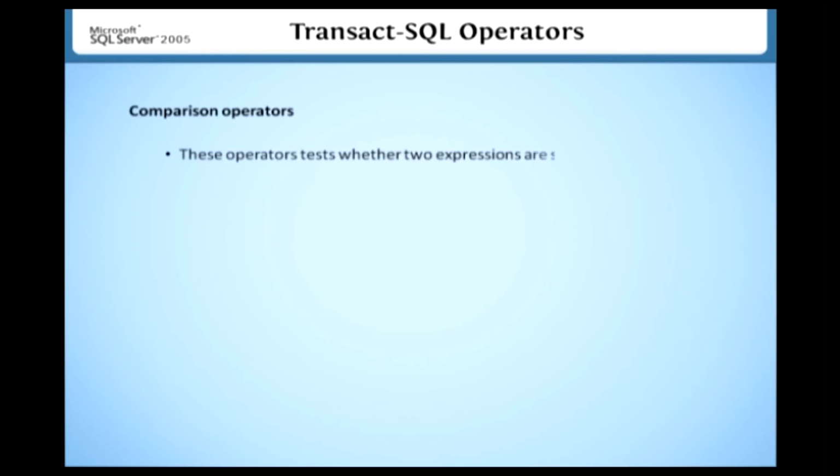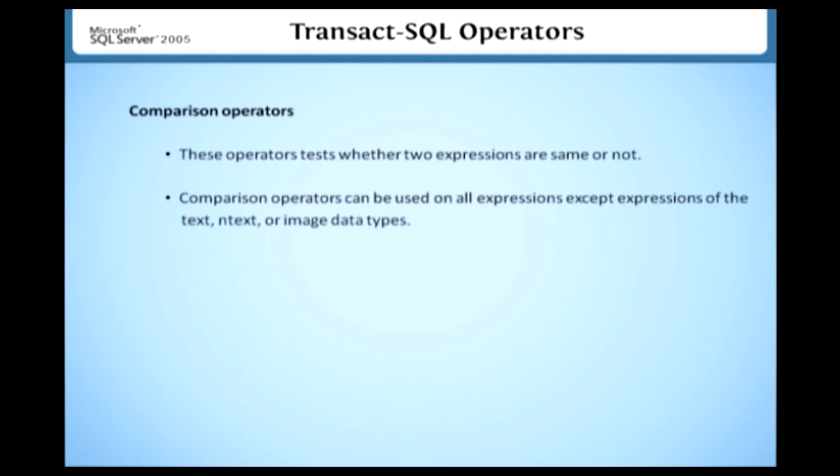These operators test whether two expressions are the same or not. Comparison operators can be used on all expressions except expressions of the text, ntext, or image data types. The types of comparison operators are equal to, greater than, less than, greater than or equal to, less than or equal to, not equal to, not less than, not greater than.